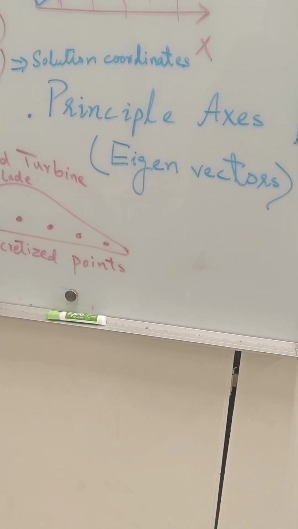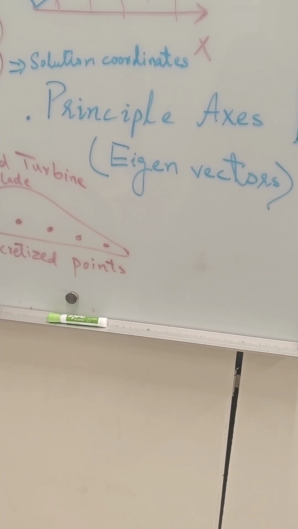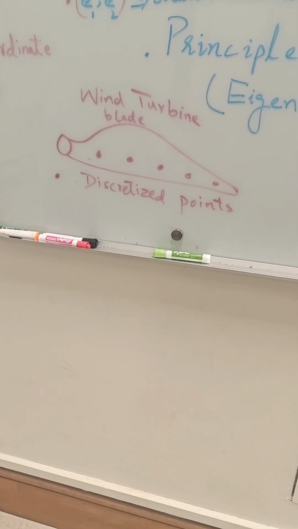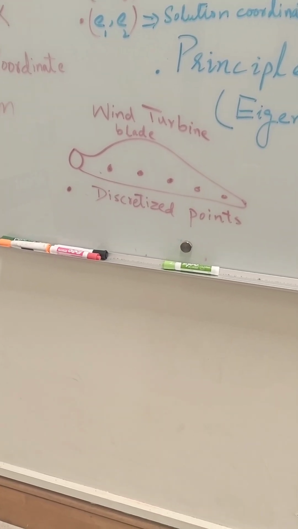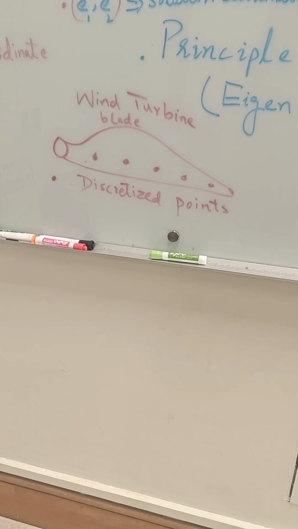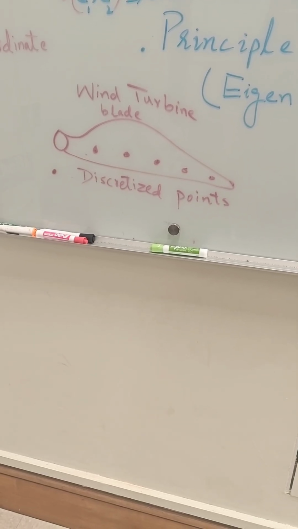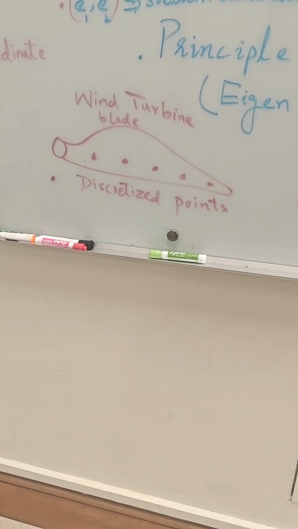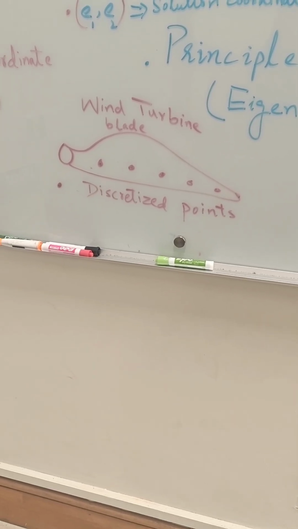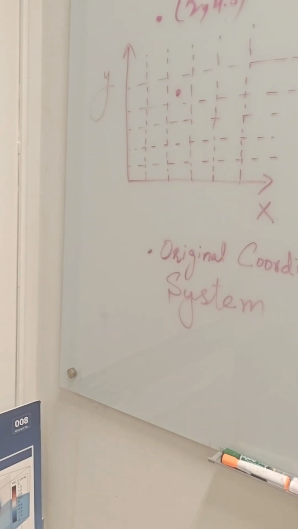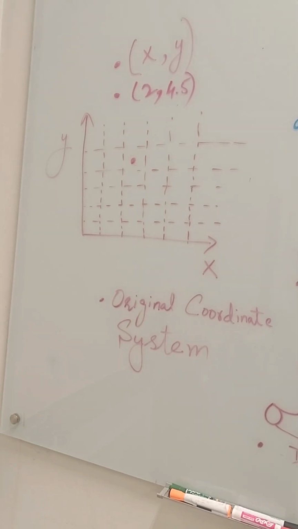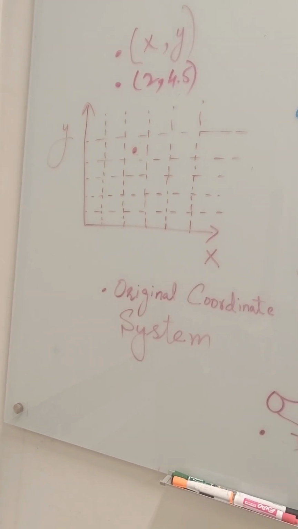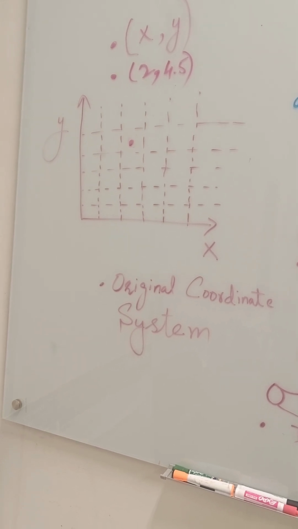So this is part 2, further explanation for the eigenvectors. In the last video we talked about taking a wind turbine blade and taking some discretized points on the blade, about which we want to find the effect of force, how our force is going to displace these discretized points. So before applying the force, how would we represent any point of interest on our original XY coordinate system? We represent any point of interest with its X and Y value.